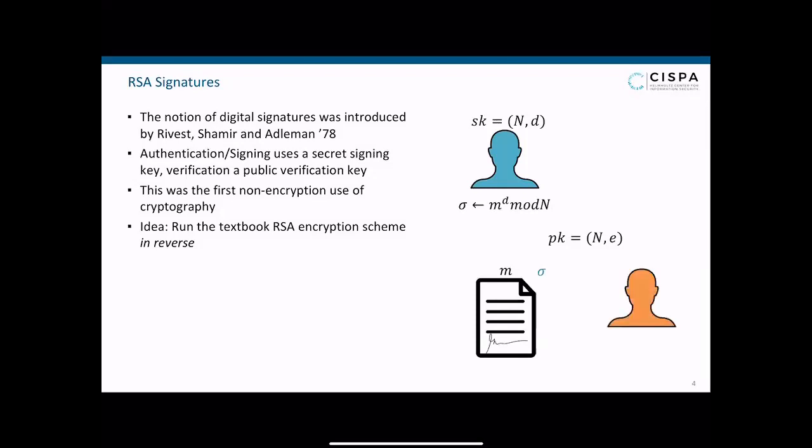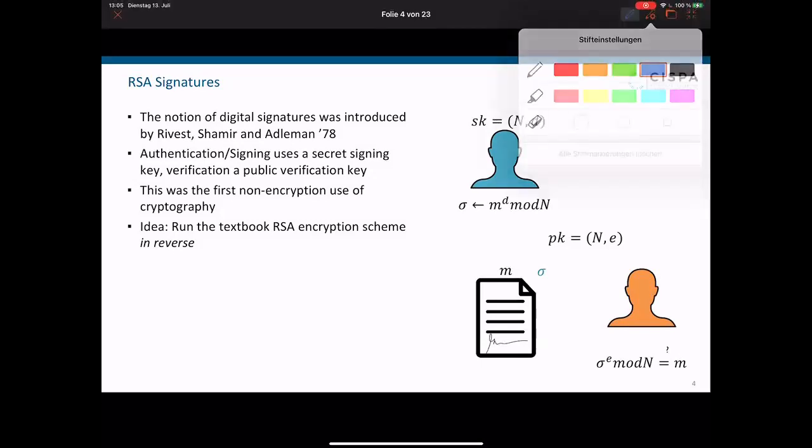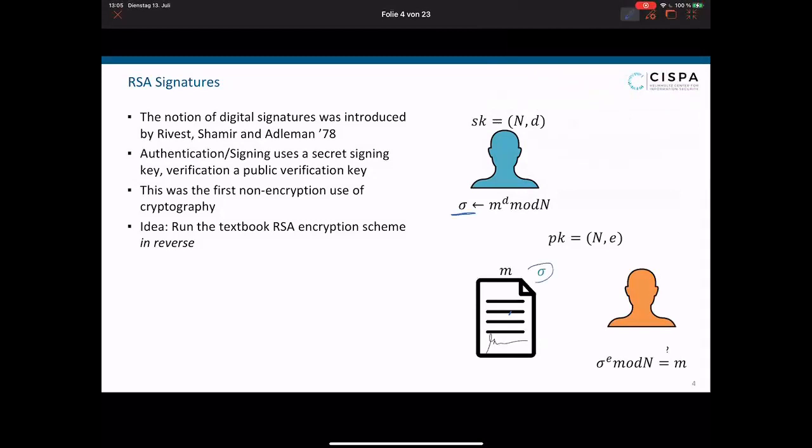Now, let's call this thing the signature, let's call this sigma, right? We can attach the signature to such a document. Anyone with the public key PK, which consists of N and E, can now just compute sigma to the E mod N and test whether this is, again, the same as M, right? We know from the correctness of RSA that M to the D times E is congruent to M modulo N.